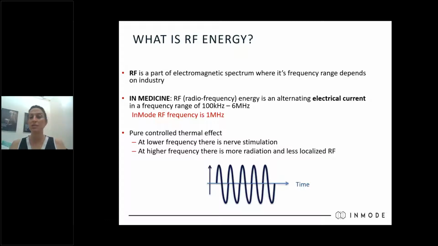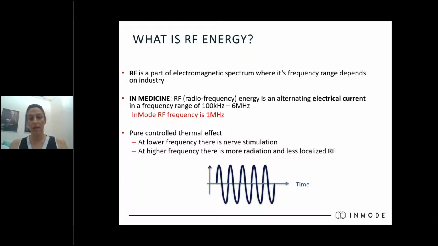RF is part of the electromagnetic spectrum. The frequencies that we're allowed to use depend on the band allocation for different industries. There's a huge table, and it's very easy to find on Google: radio frequency allocation bands per industry. Each industry may use very specific frequencies, like submarines, airplanes, television broadcasting, etc. In medicine, the allocated range is between 100 kilohertz and 6 megahertz.